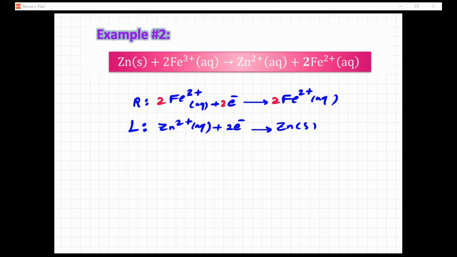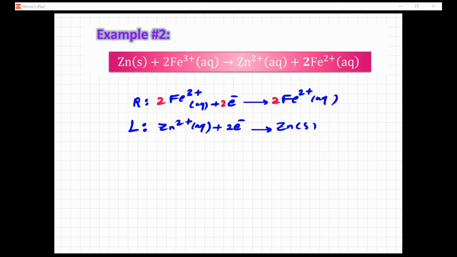We stopped here. In these examples, I was trying to show you how to write the cell notation, right? So this is an example. Of course, you are going to see also the solution. It's there in your book, in your slides. It's not new.